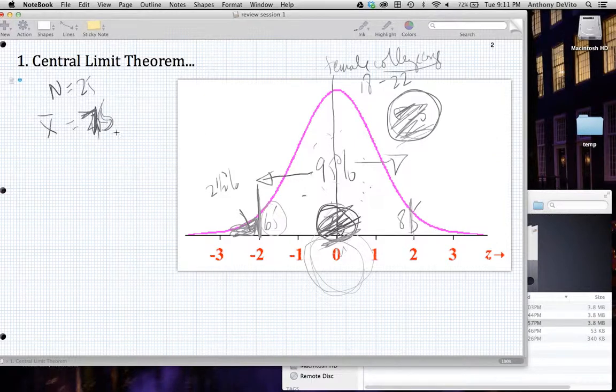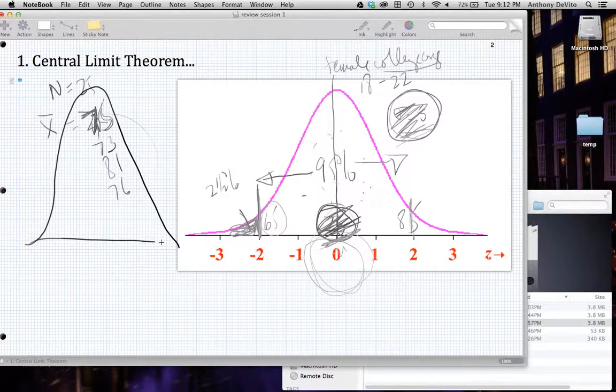If I did it again, maybe I'd get a 73. If I did it again, maybe I'd get an 81. If I did it again, maybe I'd get a 76, and so on and so forth. If I did that over and over again, I would get a new distribution, right? And that new distribution of all these repeated sample means is also going to be normally distributed, right? Except this time, by the nature of sampling repeatedly over and over again, half the time I'm likely to get a mean below 75, and half the time above 75.